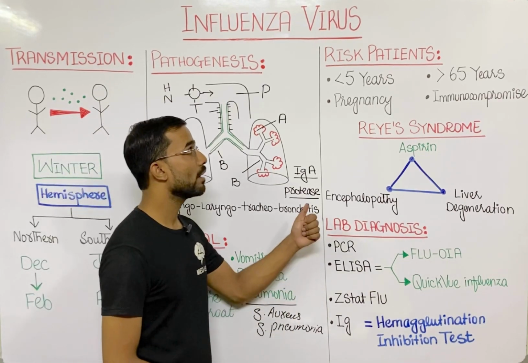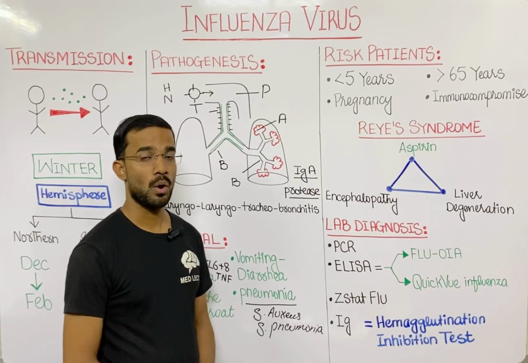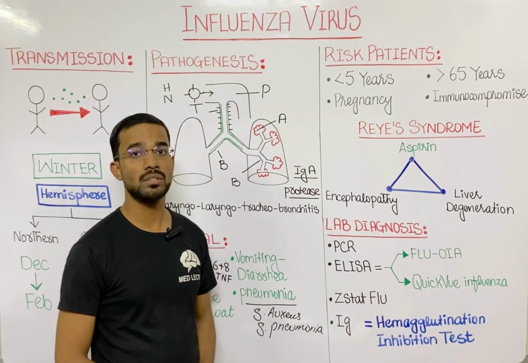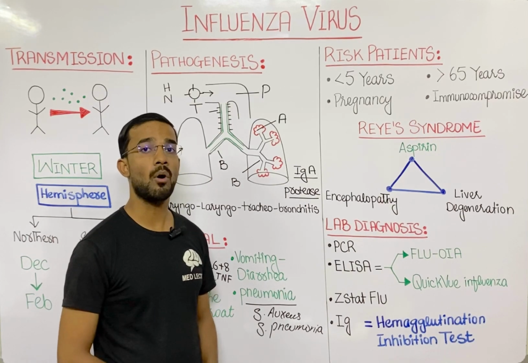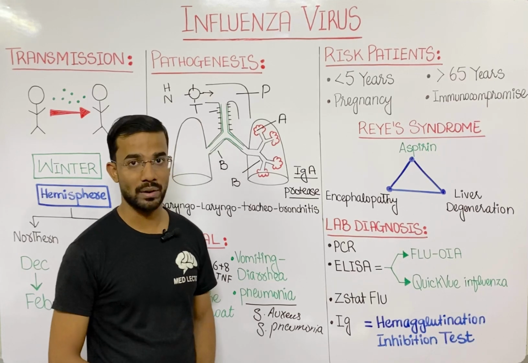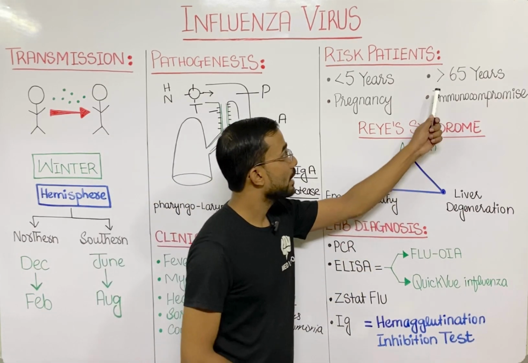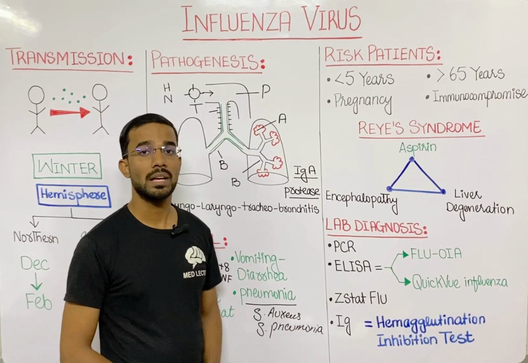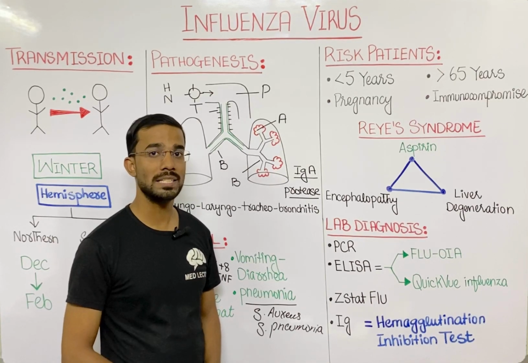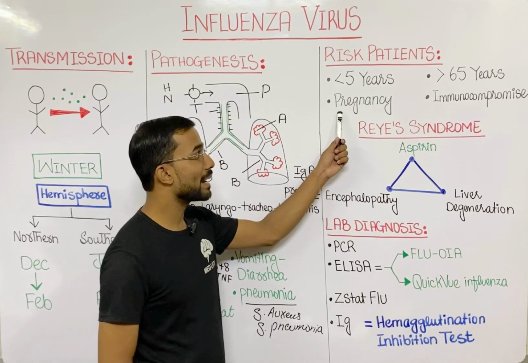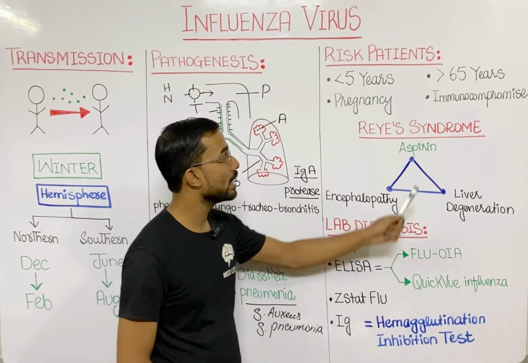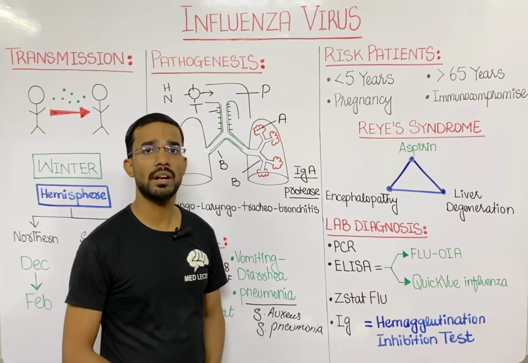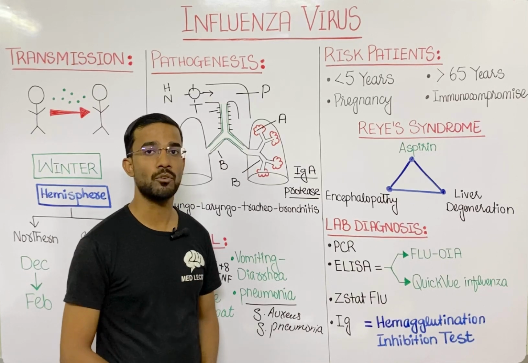And if we look at the risk patients, you can see that children less than 5 years of age are more susceptible to the influenza virus attack, and people older than 65 years will also be attacked by the influenza virus more easily. Pregnant women, immunocompromised patients, and obese patients can also be easily attacked by the influenza virus.